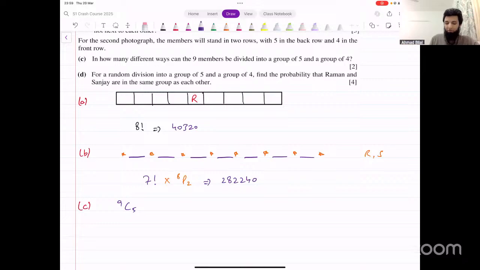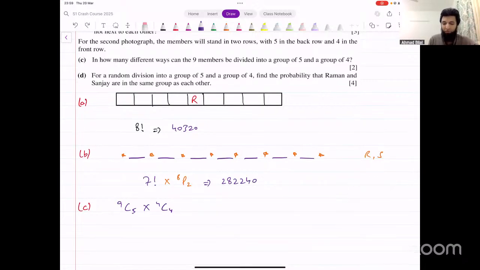Or if you want to explicitly do that, you can say select 5 out of 9 people. And then how many people are we left with? 4 people. In the other group, you would have 4C4, right? 4 out of 4 go in the other group. This is just one, so even if you don't write it, that's okay. What's 9C5? 126. This is what we get from this.